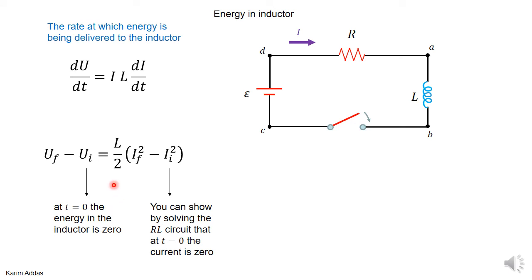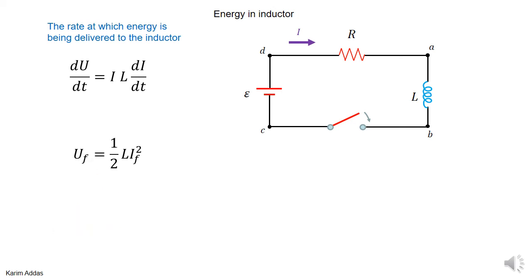the energy in the inductor is 0. The current in the circuit is also 0. And you can show that the current is 0 by solving this RL circuit equation, and you can show that the current at time 0 is equal to 0. So there's no energy stored in the inductor at time 0. So that means that the energy at some later time is 1/2 L times the current squared.